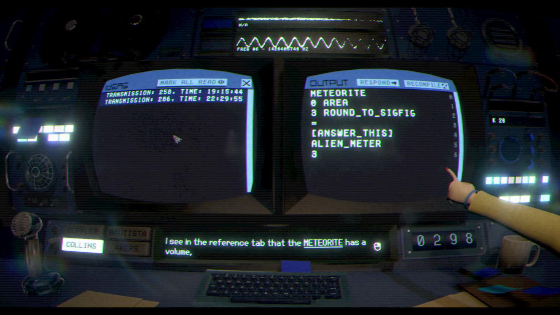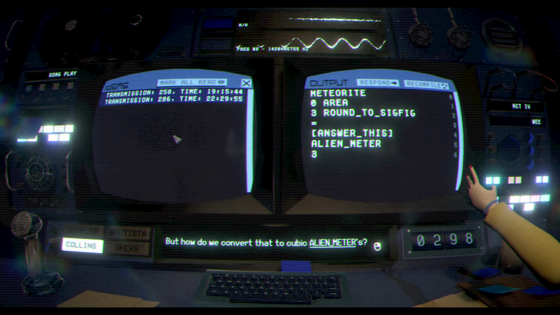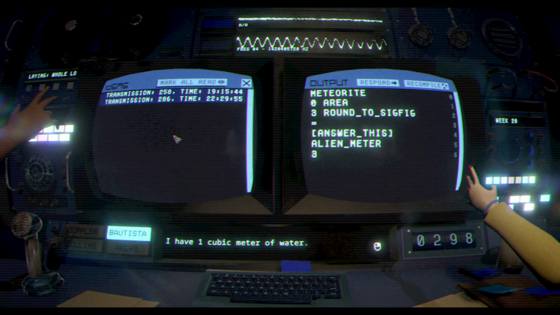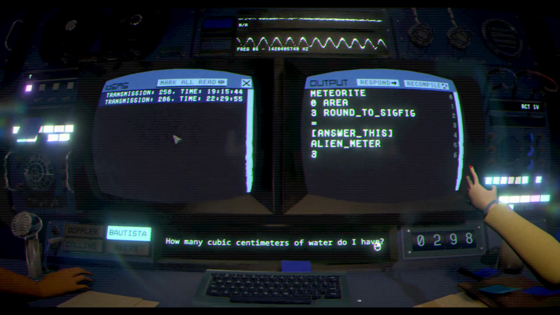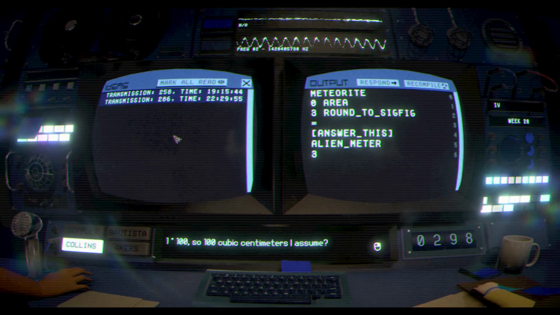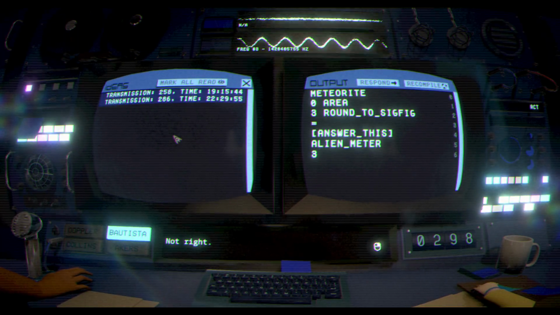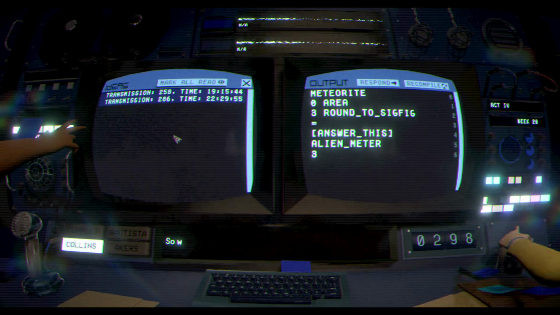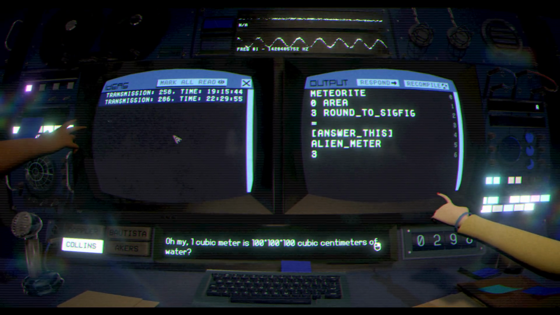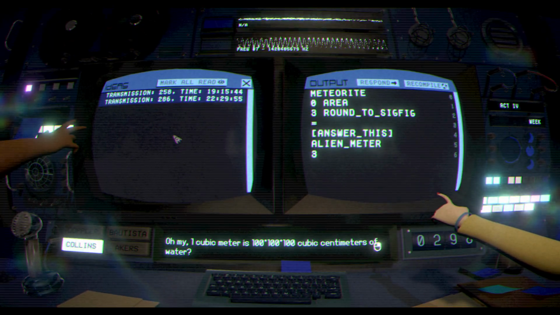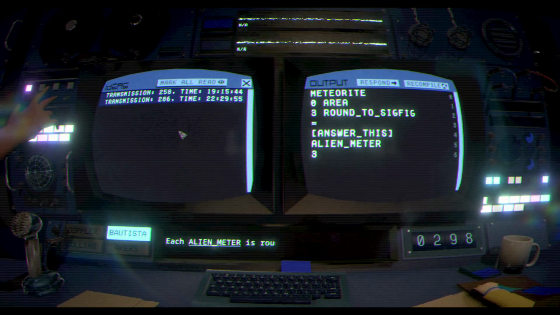I see in the reference tab that the meteorite has a volume of 4,053 cubic meters. How do we convert that to cubic alien meters? I have 1 cubic meter of water. There are 100 centimeters in a meter. How many cubic centimeters of water do I have? 1 times 100, so 100 cubic centimeters, I assume. Though that doesn't seem right. We have 3 dimensions to deal with, so we multiply by 100 3 times. 1 cubic meter is 100 times 100 times 100 cubic centimeters of water. That's 1,000,000 cubic centimeters. Correct.